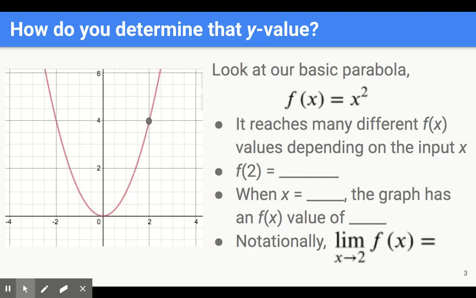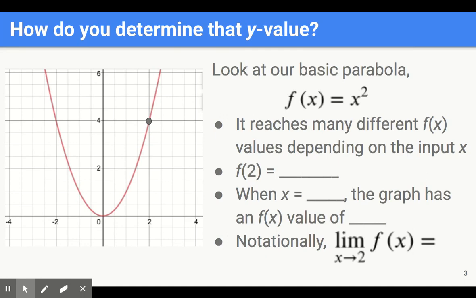So, how would you determine that y value? Well, the simplest way is to look at the function formula. So, let's look at our basic parabola f of x equals x squared. We know it reaches very many different y values, depending on what the input value of x is.